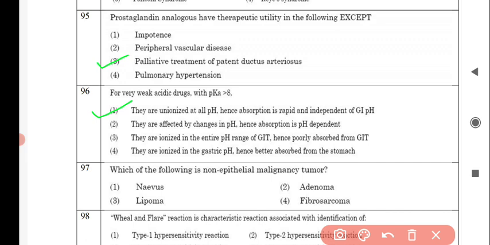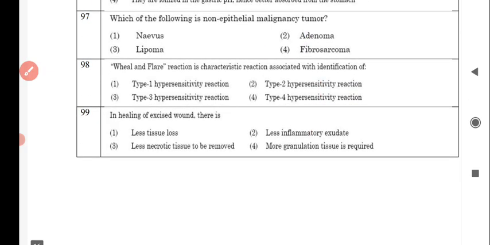Next question is, which of the following is non-epithelial malignancy tumor? And the correct answer is option number 4, fibrosarcoma. Next question is, wheal and flare reaction is characteristic reaction associated with identification of, and the correct answer is option number 1, type 1 hypersensitivity reaction.